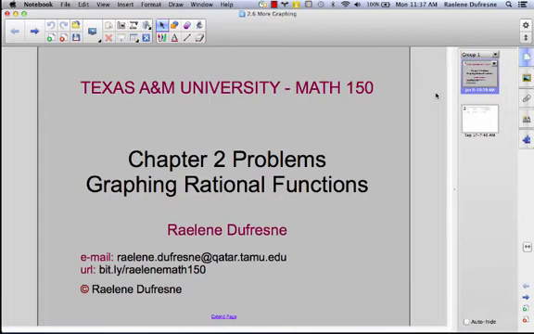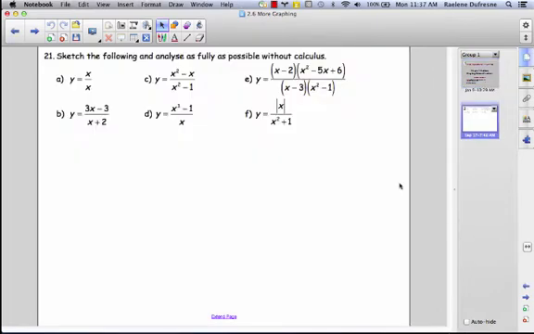I will take a look at some additional chapter 2 problems and the graphs of the rational functions, question number 21. You can find the accompanying handouts at bit.ly/RayleneMath150. Let's begin.